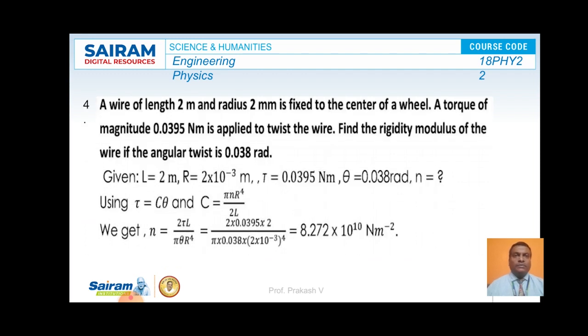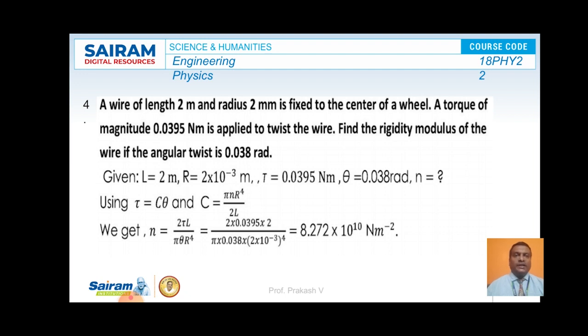The fourth problem is a wire of length 2 meter and of radius 2 millimeter is fixed to the center of a wheel. A torque of magnitude 0.0395 Newton meter is applied to twist the wire. Find the rigidity modulus of the wire if the angular twist is found to be 0.038 radians.